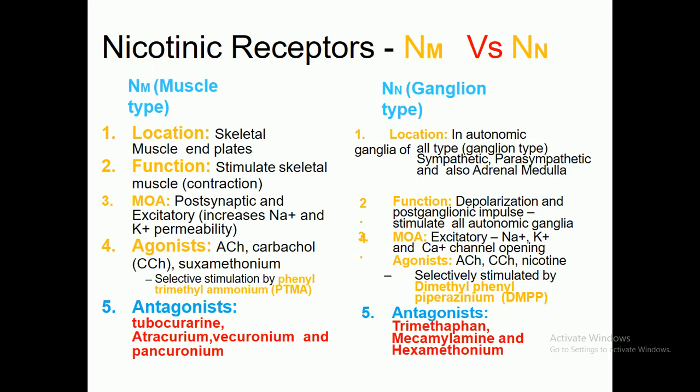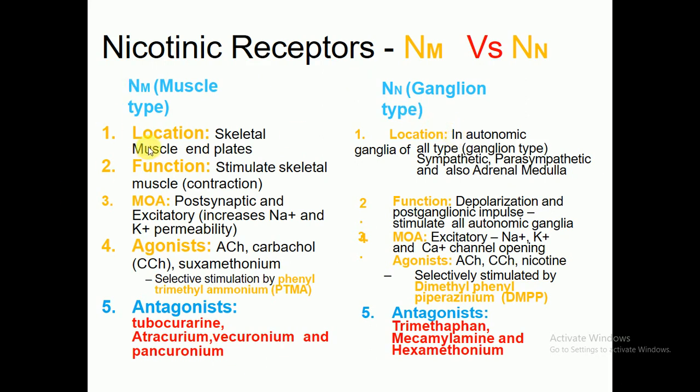Lecture number 34. Dear students, today we will discuss the nicotinic receptors and how we can differentiate between different types of nicotinic receptors, NM and NN. So look here, NM is muscle type and NN is ganglion type. So the nicotinic receptors can be categorized into two categories. One is the muscle type and the second one is the ganglion type.